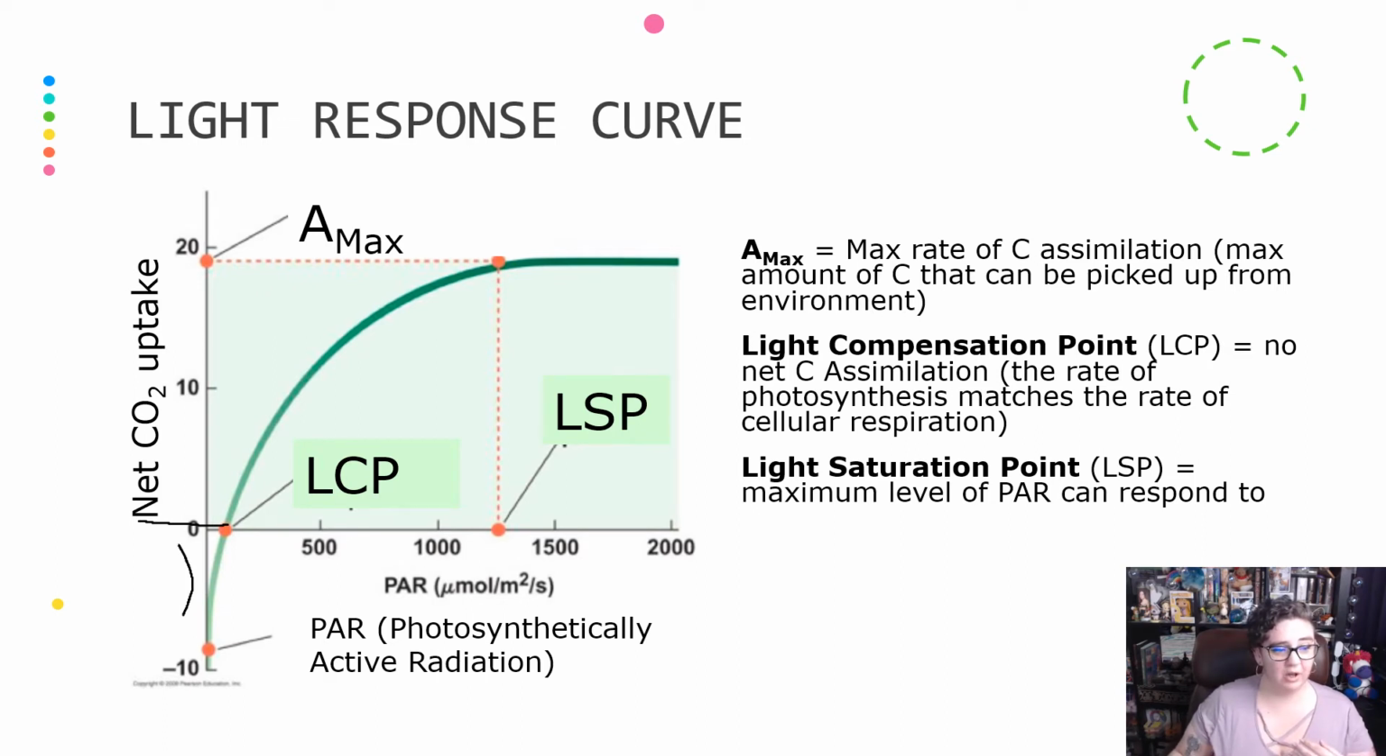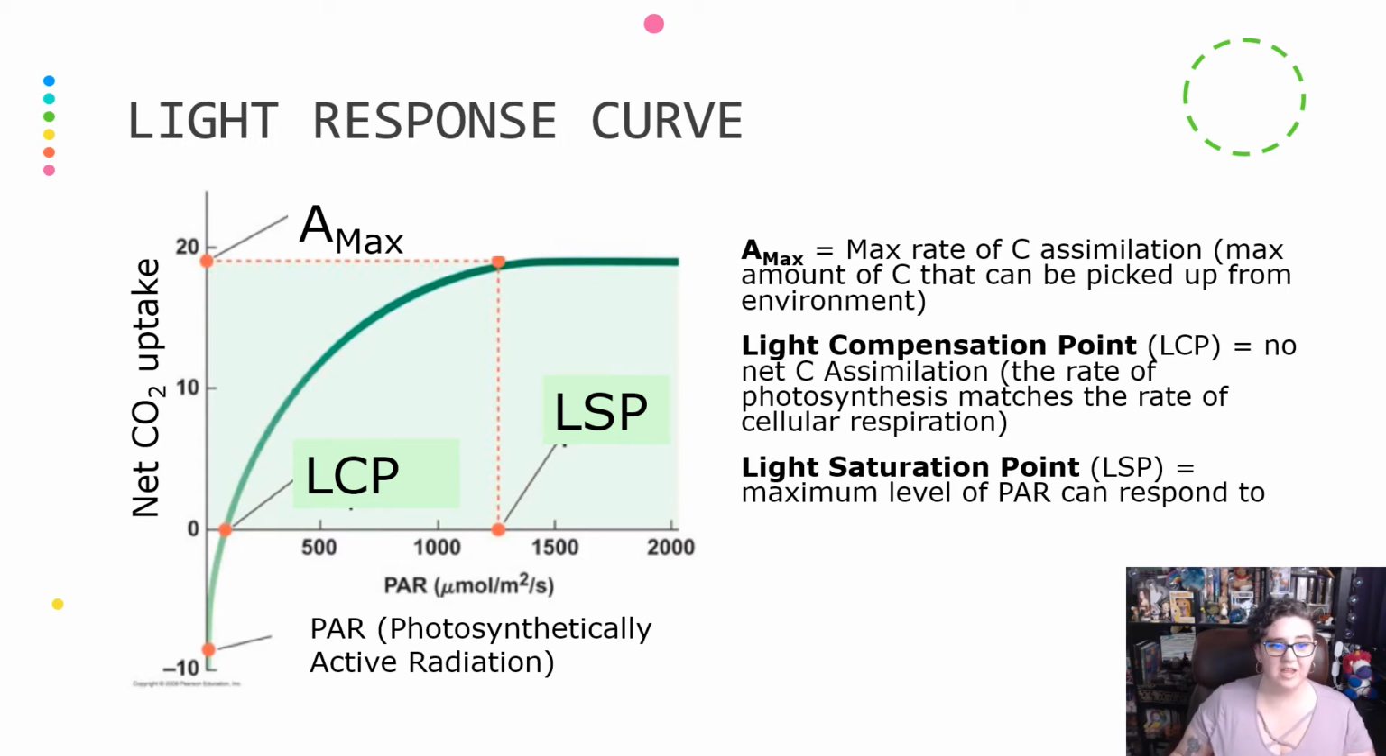If it's below 0, then the plant is doing more respiration than photosynthesis, right? So they're essentially not taking in any carbon dioxide, they're producing carbon dioxide, right? So that's the LCP, and the Amax.